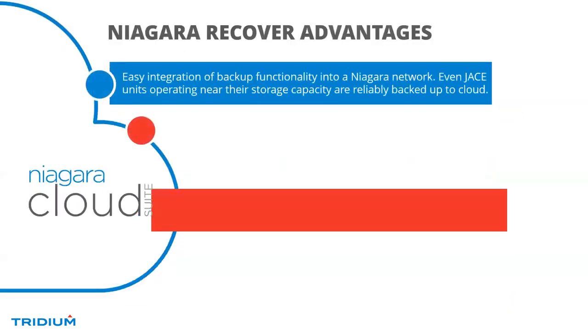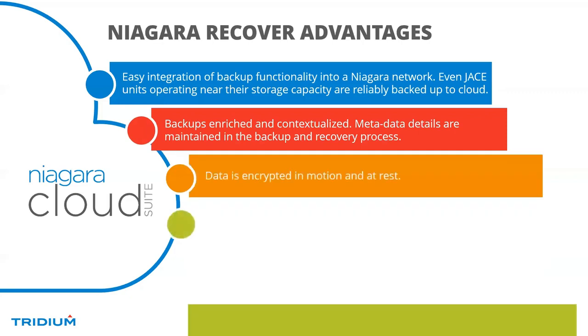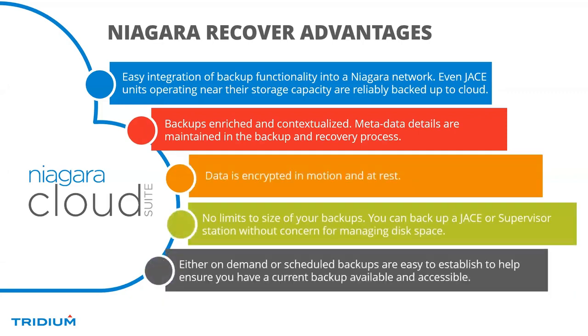So the advantage of it is it's designed to have easy integration into your Niagara network. And like I mentioned before, even those JACEs that might be operating close to storage capacity, where you might not have been able to successfully complete backups, you can reliably back those up to the cloud now. They're enriched and they're contextualized. All the metadata details are maintained. You can make notes in the backup and recovery process. And of course, our data is encrypted in motion, while it's going to the cloud and while it rests in the cloud. There's no limit to the size of your backups. So you can back up that JACE or that supervisor and not have to worry about how much disk space you're using because we're managing that.